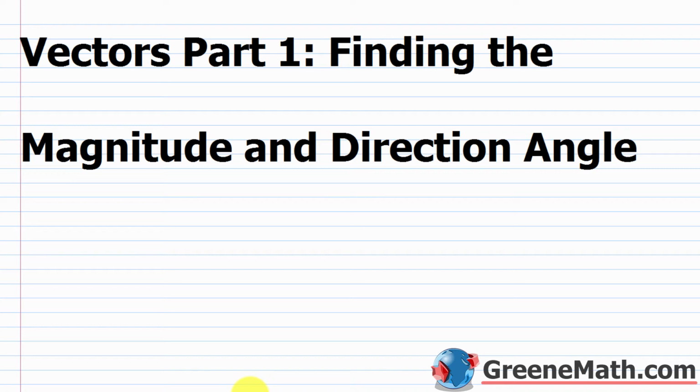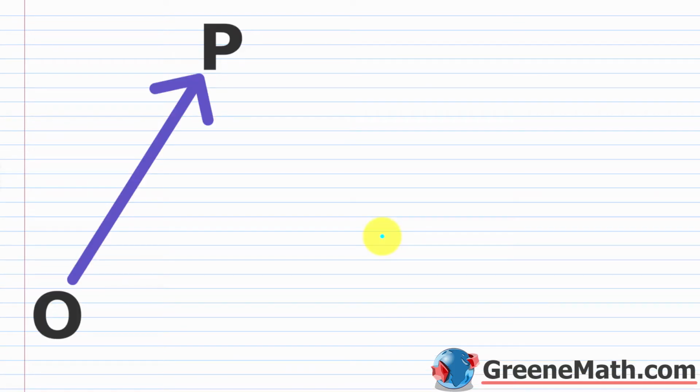In this lesson, we want to give an introduction to vectors, and specifically here we'll focus on finding the magnitude and also the direction angle. All right, so when we work with vectors, we're basically going to see this as a directed line segment. So this is going to have what we call a magnitude or a length, and then also a direction, which is given by the arrowhead.